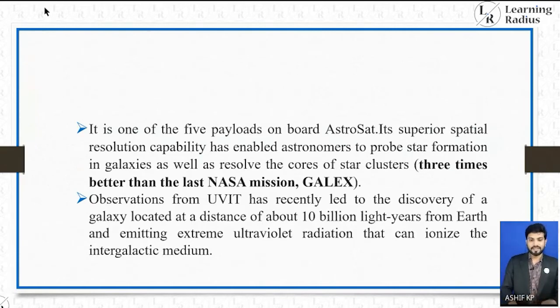Observation from UVIT has recently led to the discovery of a galaxy located at a distance of about 10 billion light years from Earth and emitting extreme ultraviolet radiation that can ionize the intergalactic medium.